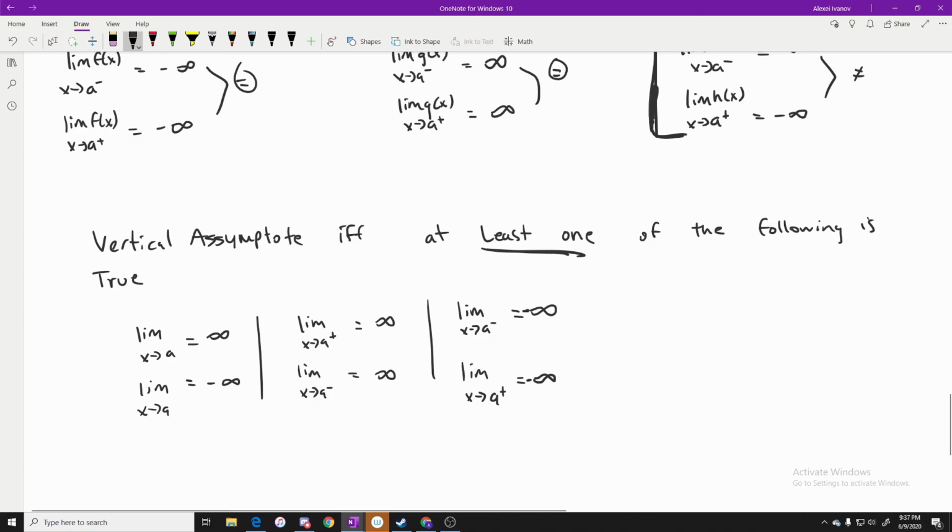So essentially what I've written here is that if the limit at x equals a is infinity or negative infinity, then that line at x equals a is considered to be a vertical asymptote. Likewise, if we have any right hand limit or left hand limit that approaches positive or negative infinity at the value x equals a, we also call that line x equals a a vertical asymptote.